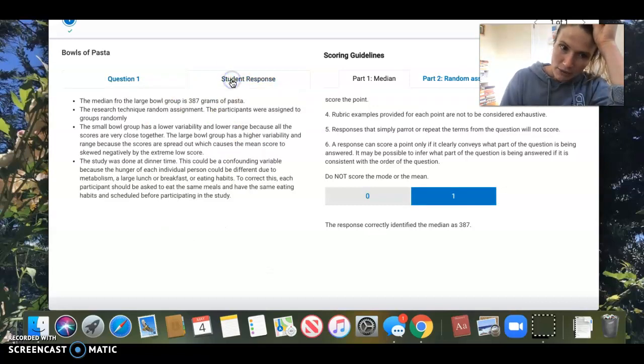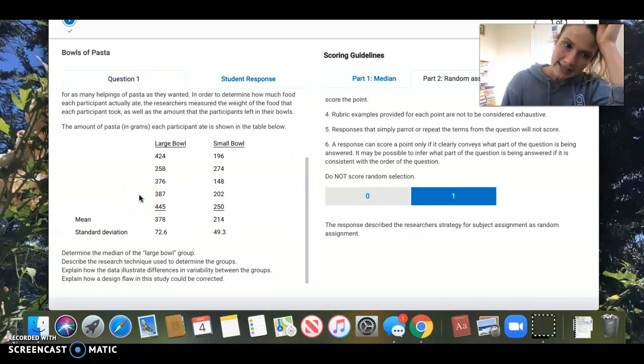So I'm going to walk you through this student response. Okay, so this student said the median for the large bowl group is 387 grams of pasta. So that's the first point, correctly calculating the median. The next part of the question asks, describe the research technique used to determine the groups.